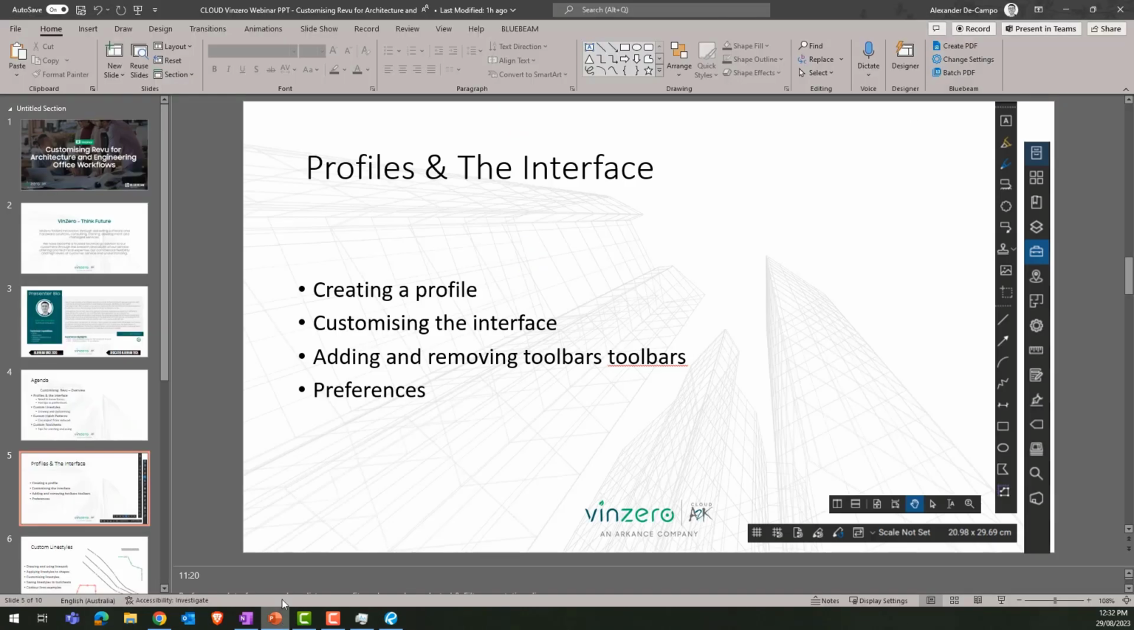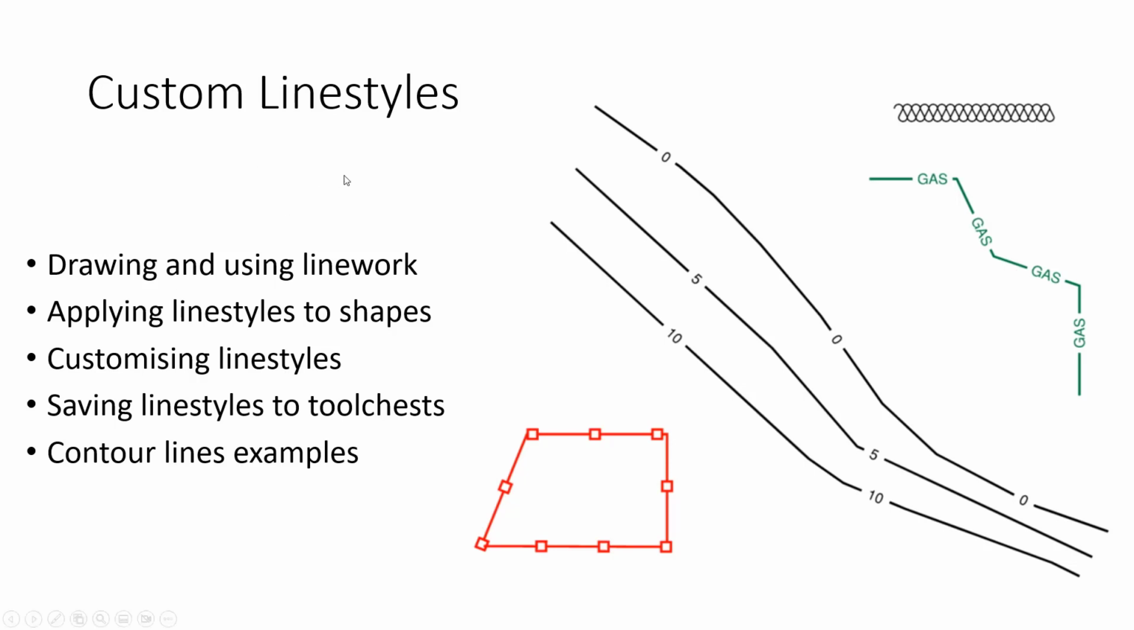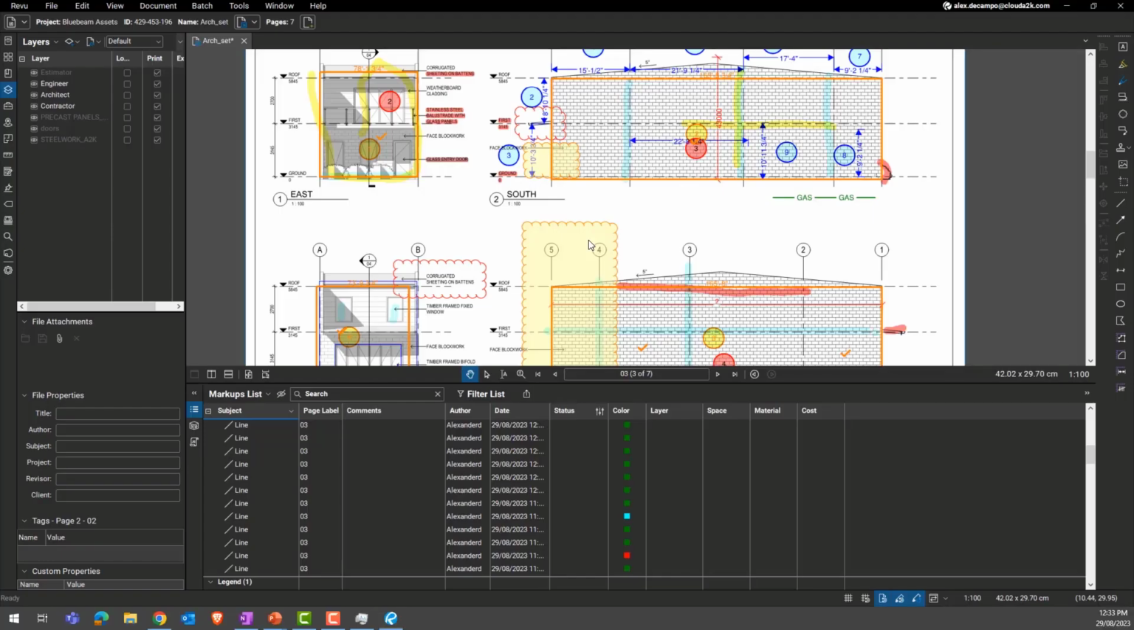Next up is custom line styles. So drawing and using line work, applying line styles to actual whole shapes. So not just polylines and measurement lines, but full on shapes. You can customize those line styles, create your own, then you can save those line styles and actually use a cool example. We've got contour lines to sort of show you how it can come together, how it can work as a whole. Dip back into Bluebeam really quickly.